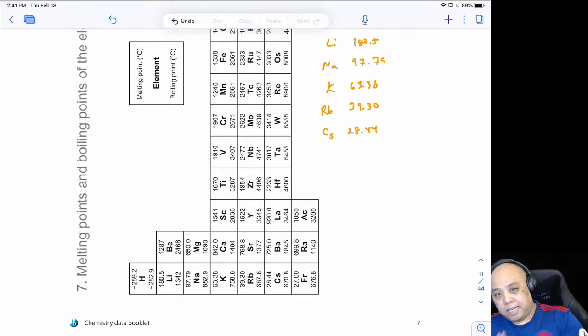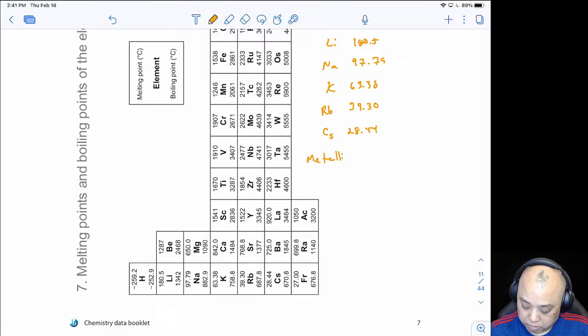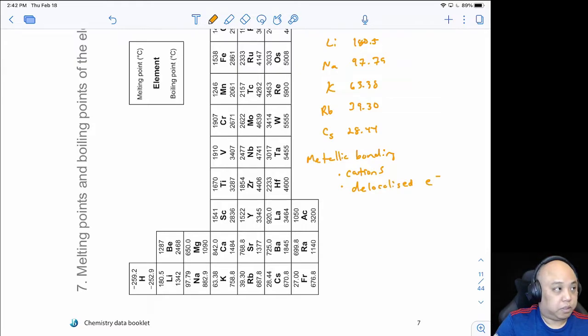Now, that is because metallic bonding depends on your cations and delocalized electrons. And so you want smaller cations for stronger metallic bonding, because the smaller cations are surrounded more closely by electrons, creating a stronger attraction. So that's why lithium has a higher melting point than cesium, because the cations are actually smaller.